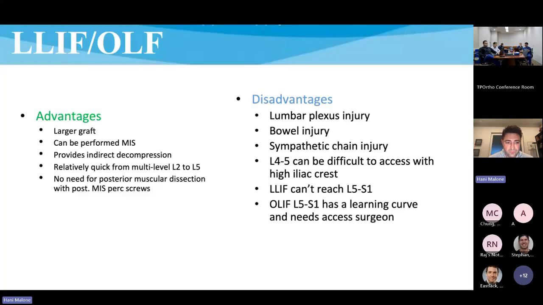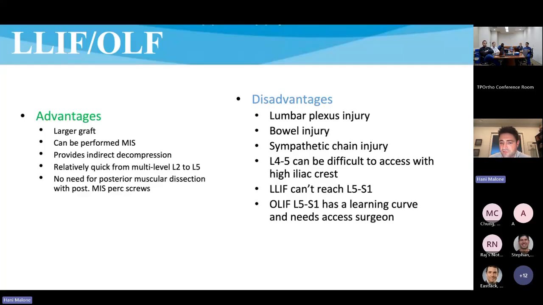You don't need to do posterior muscle dissection. You can just put in the perc screws, but obviously it's limited, and the crest can get in your way, the plexus can get in your way. You are fortunate to have some mentors who can really show you how to push the limit and use techniques to make even difficult laterals at 4-5 safe.